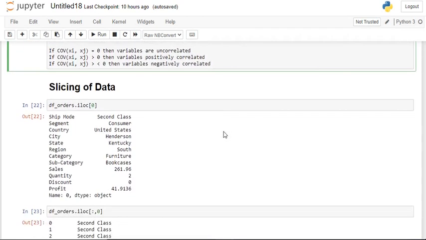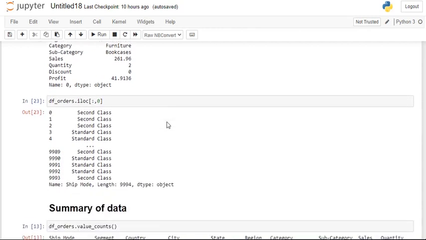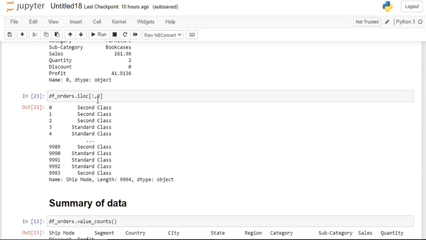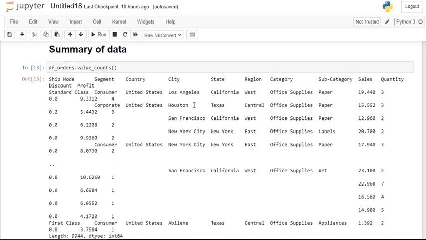Just by using the loc function, we can see what the first column and the first row are, and if you use loc 0, it is going to give the information about the different columns, and here also all the data points came, and the summary of the data.